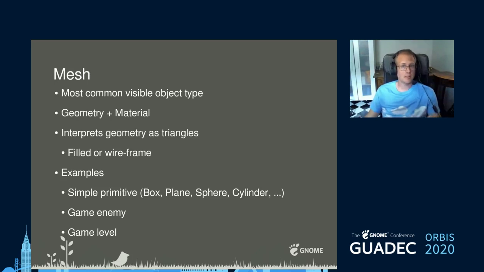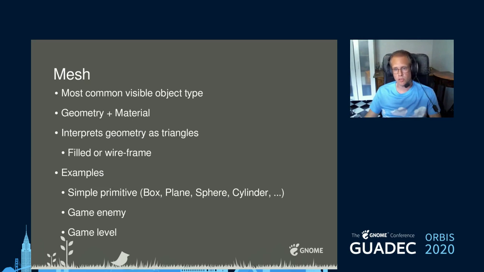And the most common thing to use to render these is the mesh. As I said before, it's basically a geometry plus a material, and it automatically interprets the geometry as a bunch of triangles, and it can fill them or draw them in wireframe. And in most cases, meshes are all you have, right? And they go from really simple things, like we have a bunch of primitives for generating box geometries or sphere geometries, and you can put those in the mesh with a material, and then you render a simple primitive, and then you could add multiple of those.